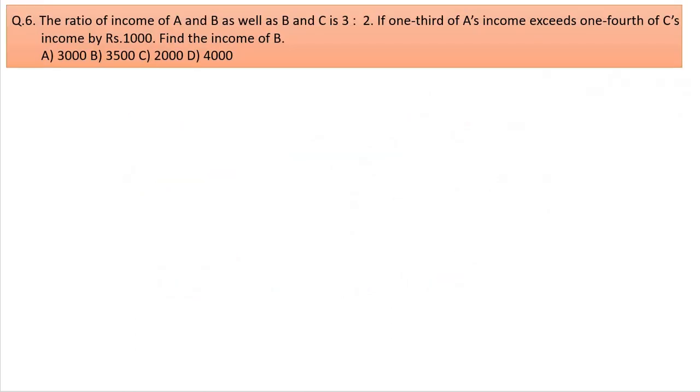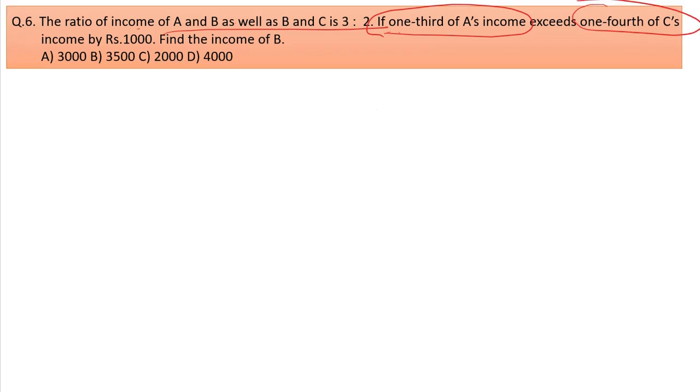So in the last question we have the ratio of the income of A and B as well as B and C is 3 is to 2. If 1/3 of A's income exceeds 1/4 of C's income by rupees 1000, find the income of B. Here we have income of A and B is 3 is to 2. Here B is to C is 3 is to 2. But we know that the income of B is the same. But here we have 2 and 3. So how are we going to make it equal? Just multiply here by 3, multiply here by 4.